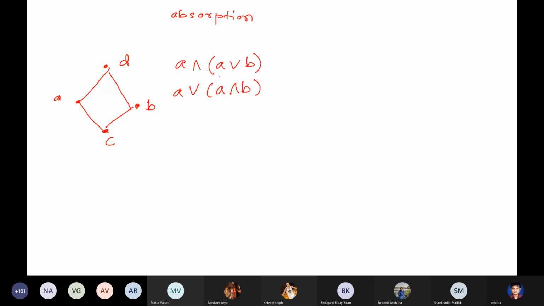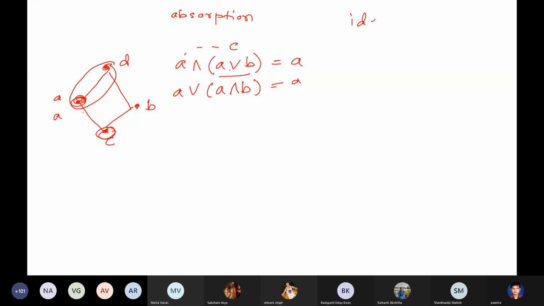Okay, so let's take this. What is A join B? This is C, and that with A gives me back A. So this is A. And this you can check for any pair. If you take any pair of elements in a lattice, this will hold. For example, let's take A and D. A join D is A itself, and A meet A is A itself. So you take any pair of elements, this will hold, and you can prove it.